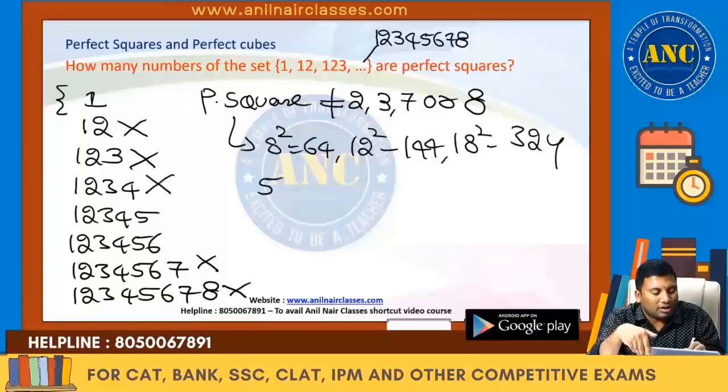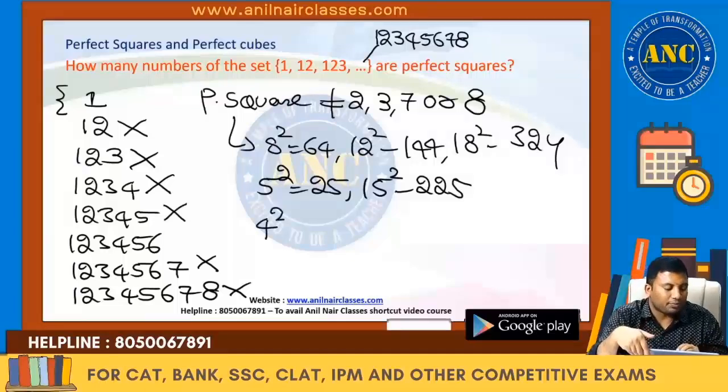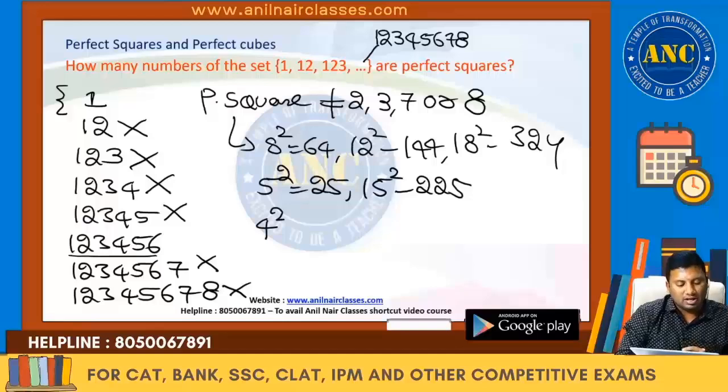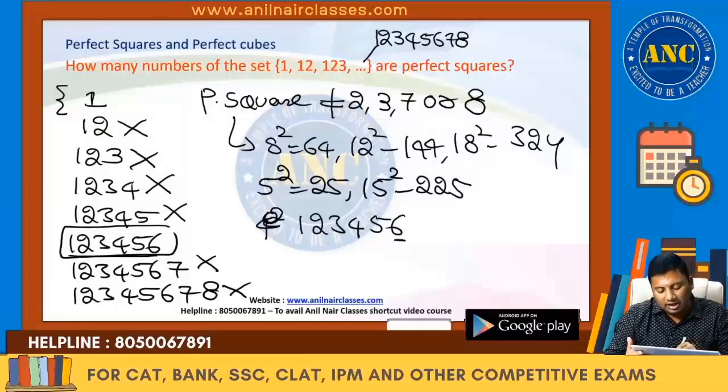For any perfect square ending with 5, the tens place is always 2. 5 square is 25, 15 square is 225. Now any perfect square ending with 6. Now 123456. We have to check whether this number is a perfect square or not. Now if you observe this number, it is ending with 6.